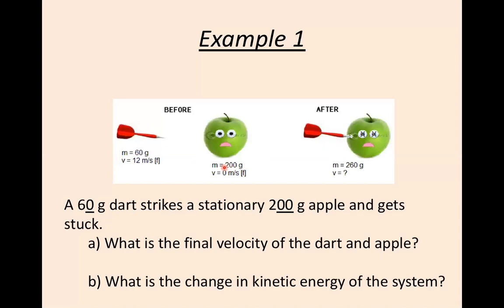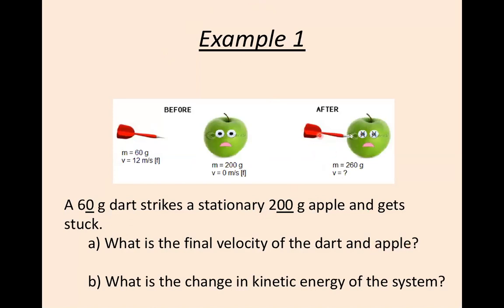So let's do a practice problem. In example 1, we have a 60-gram dart striking a stationary 200-gram apple, and it gets stuck. Let's assume that there was a decimal here and here, and that this is 2 significant figures and 3 significant figures, just for the purpose of practicing our significant figures rounding at the end. So what is the final velocity of the dart and the apple?